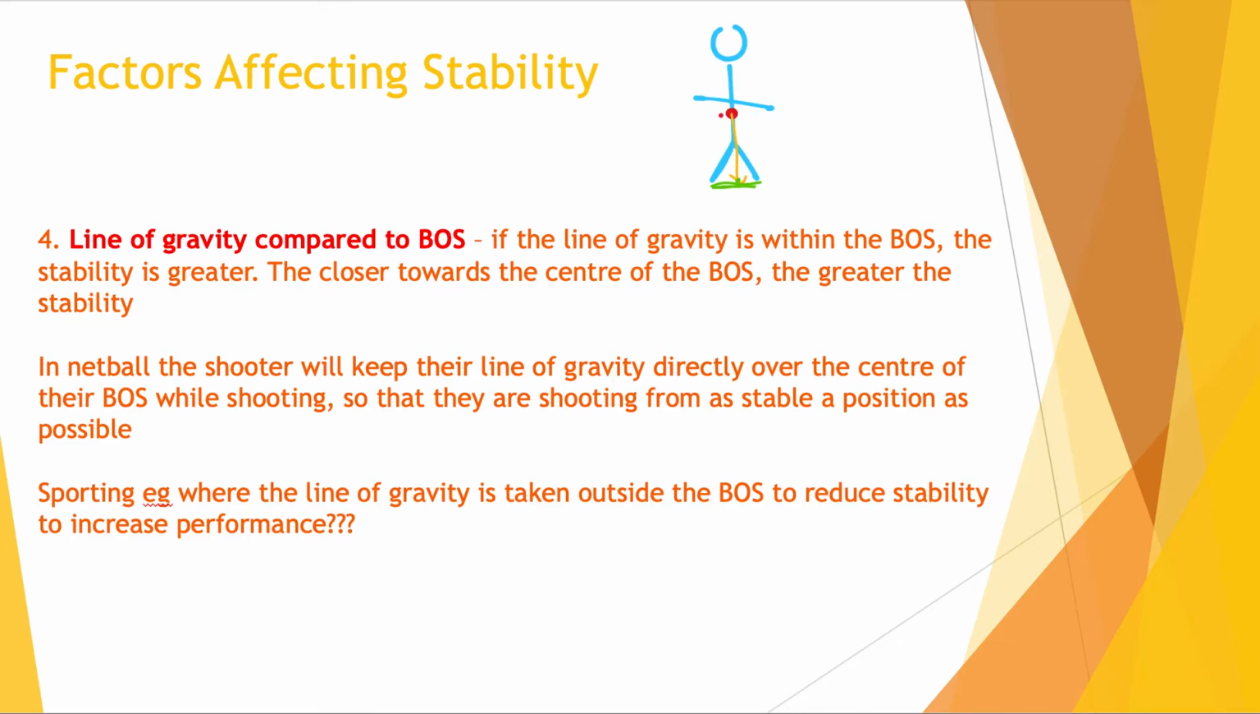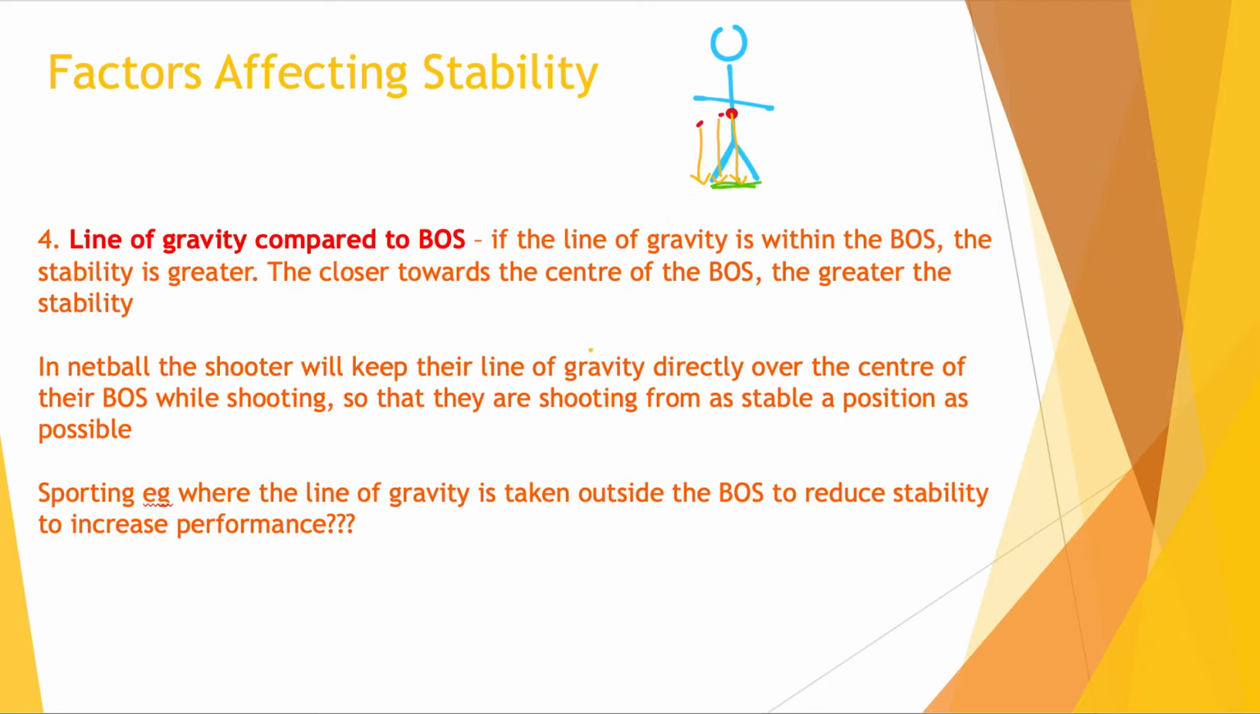If they leant slightly this way, moved their centre of mass slightly out here, their line of gravity would still be within the base of support, but now it's closer to the edge, so they are less stable, but still quite stable. If they were to lean right over and bring their centre of mass out here, their line of gravity would then fall outside the base of support, and therefore minimise this person's stability.